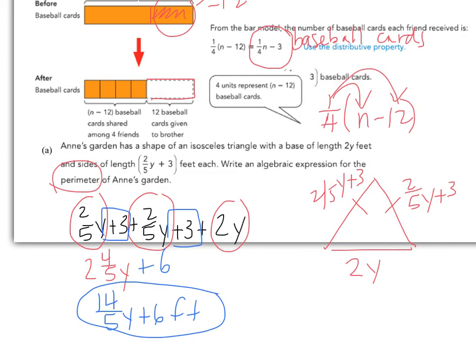Okay, so here you go. I wrote down all my pieces: 2/5 y plus 3 plus 2/5 y plus 3 plus 2y. I then combine my like terms. 2/5 y plus 2/5 y plus 2y gives me 2 and 4/5 y. 3 plus 3 is 6. And then we don't want a mixed number, we want an improper fraction. So that gives me 14/5 y plus 6 feet.